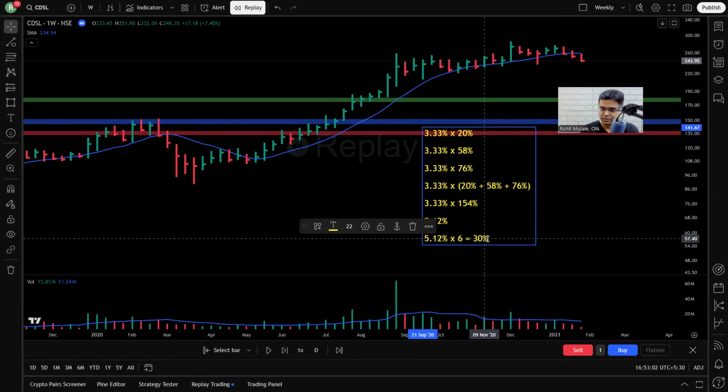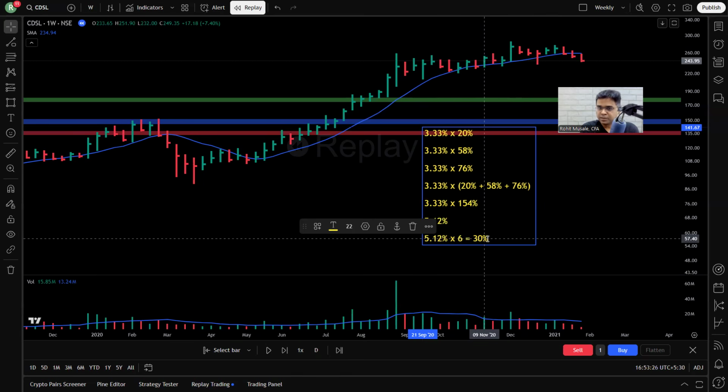15% return in a year means your portfolio doubles every 5 years. 20% return in a year means your portfolio almost doubles every 3.5 years. 25% return every year means your portfolio doubles every 3 years, correct? Less than 3 years. What else do you need, right? So you just need 5 or 6 stocks like this.